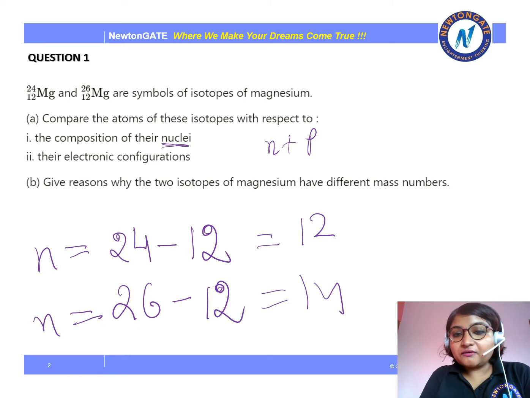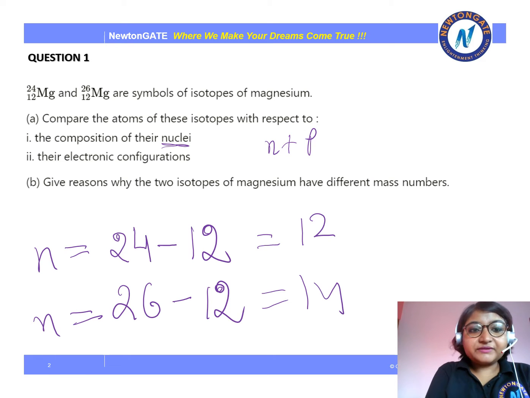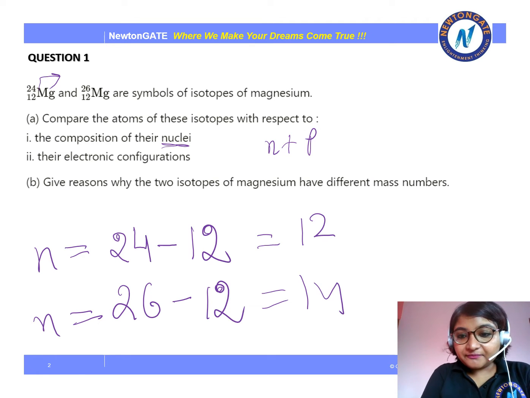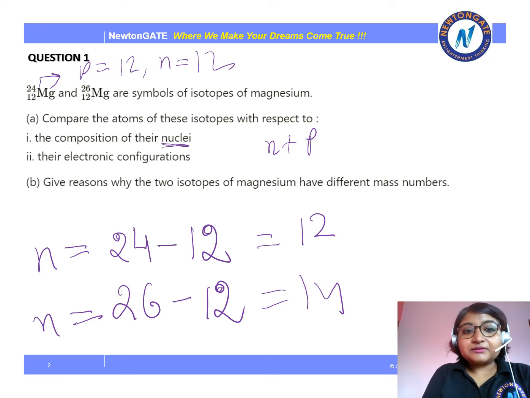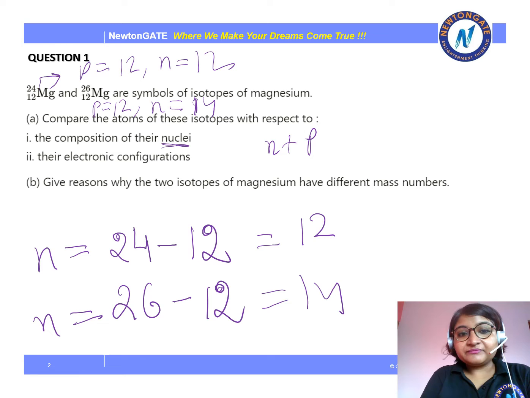So what is the composition of the nuclei? The magnesium having mass number 24 will have neutrons equal to 12 and protons equal to 12. And the magnesium which has atomic number 12 and mass number 26 will have protons equal to 12 and neutrons equal to 14. This is the composition of the nuclei.